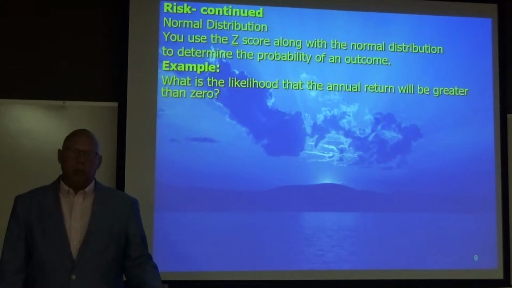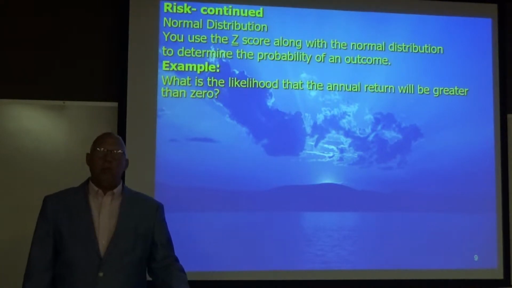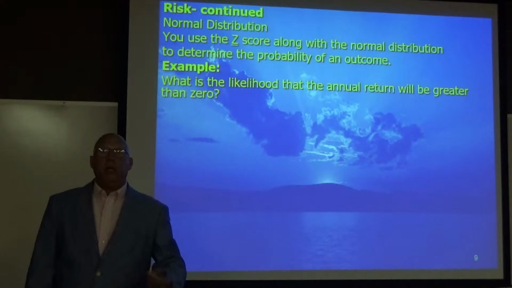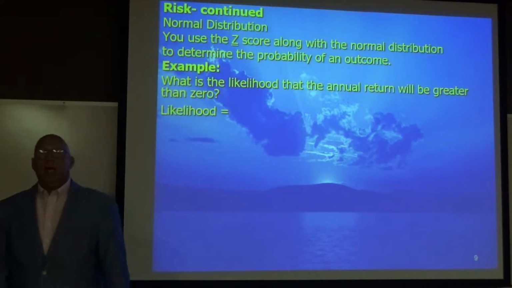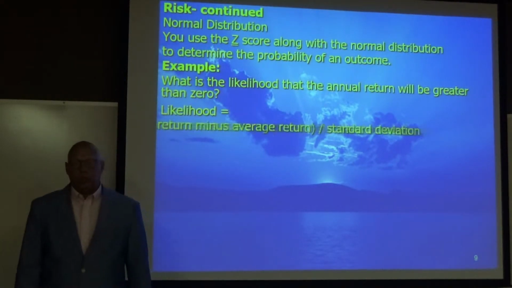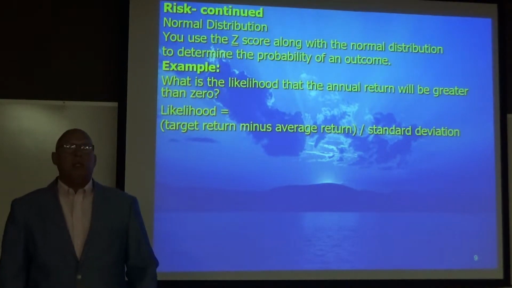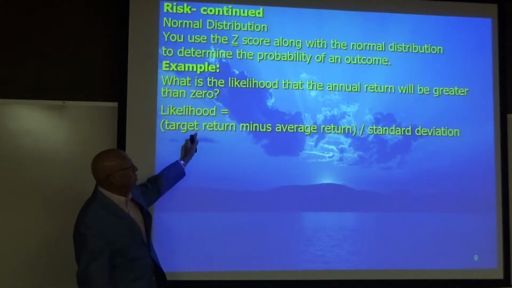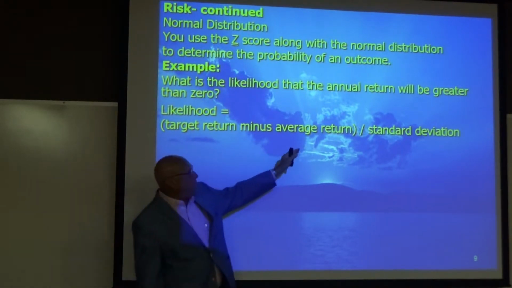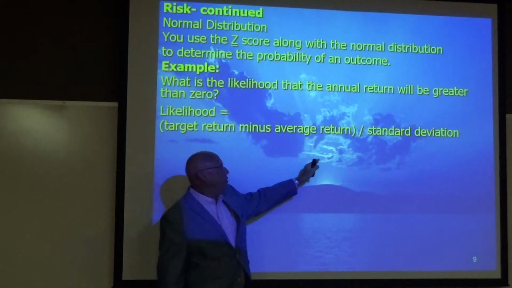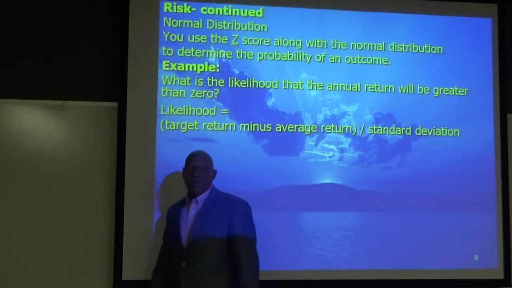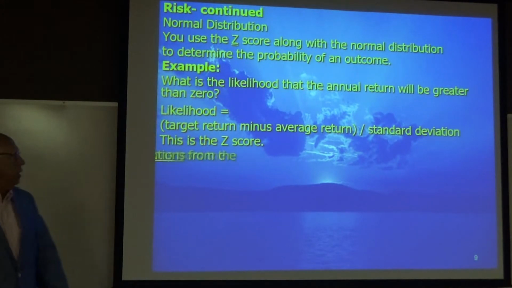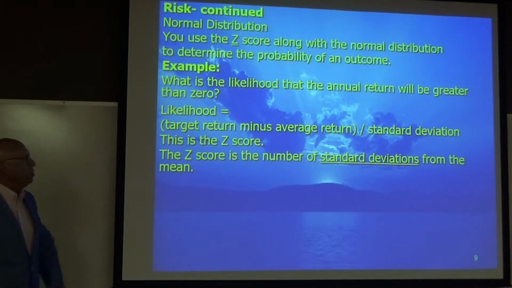Given a certain mean and a certain standard deviation that we've already calculated, we calculated the mean to be 8% and the standard deviation to be 6.13%. We have to calculate the z-score. The z-score is our target return minus our average return, and then divide this number by the standard deviation. Let's take a look at doing the z-score. The z-score determines the standard deviations from the mean.